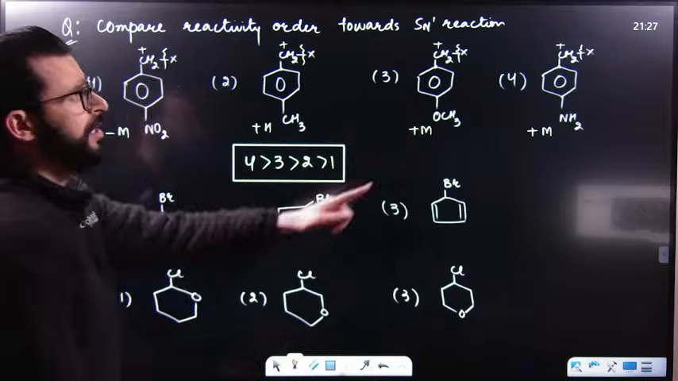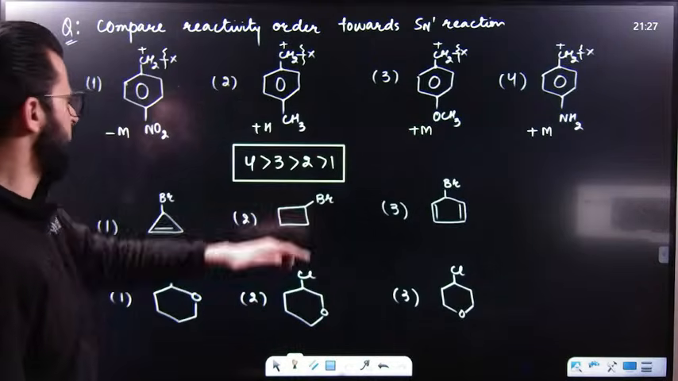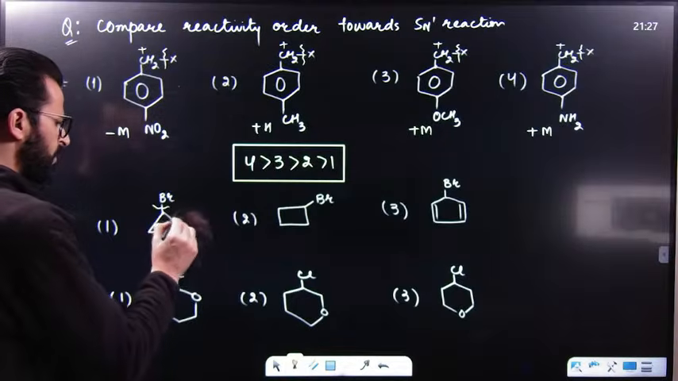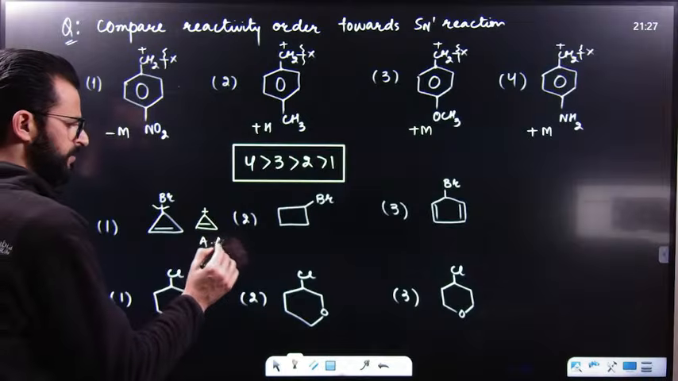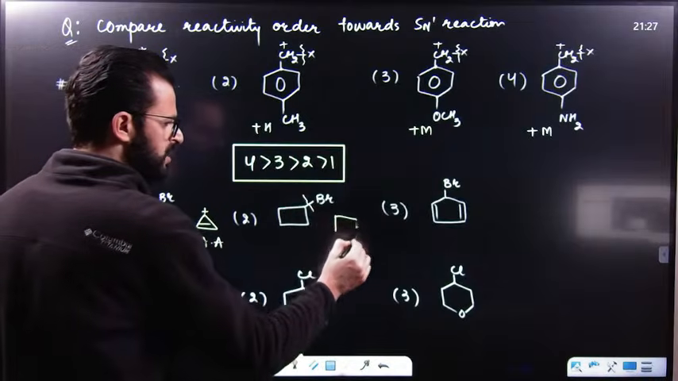The more stable the carbocation, the more will be the rate of SN1. Here, this bond will be broken and this will be the carbocation. This is anti-aromatic. Here, when this bond is broken, this will be the carbocation.